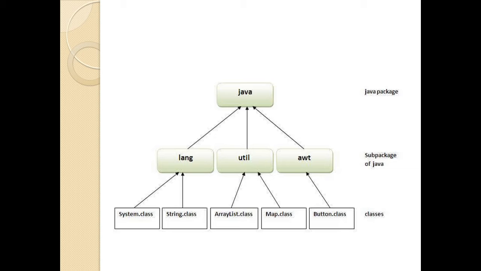So the Java package can be subdivided into lang, util and awt. Now lang, what is lang? System.class or String.class. Util will give you the collections, so ArrayList.class, Map.class. When we did collections, we had to first import java.util, so it will include the collection classes. Then you have AWT. AWT will give me all the components, that is your Button class, your Graphics class, everything.